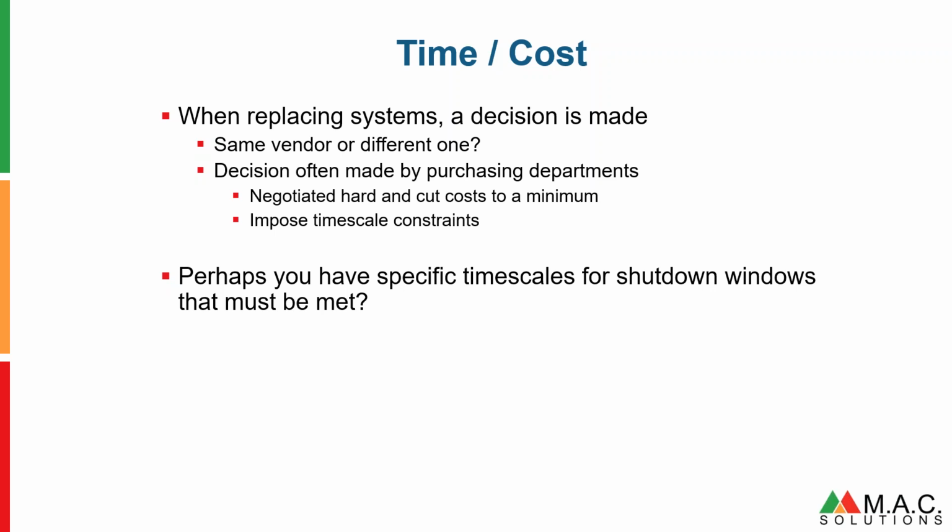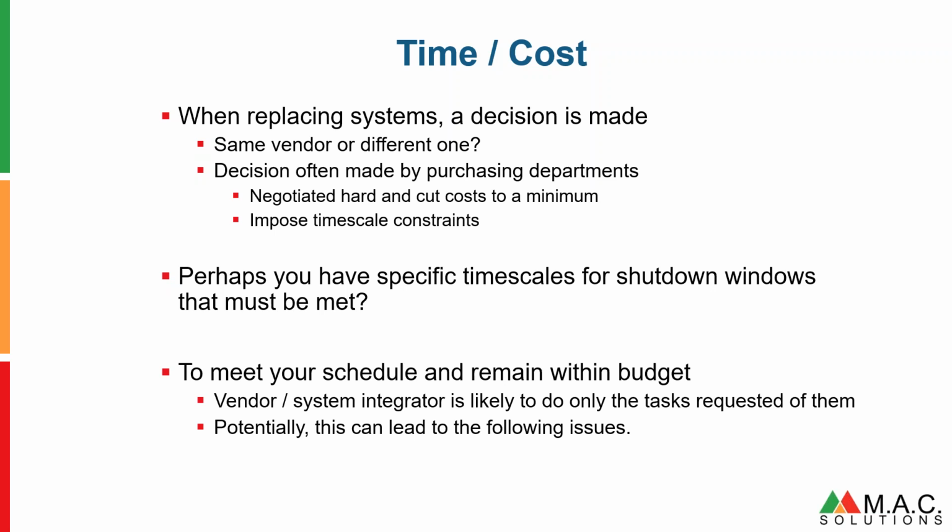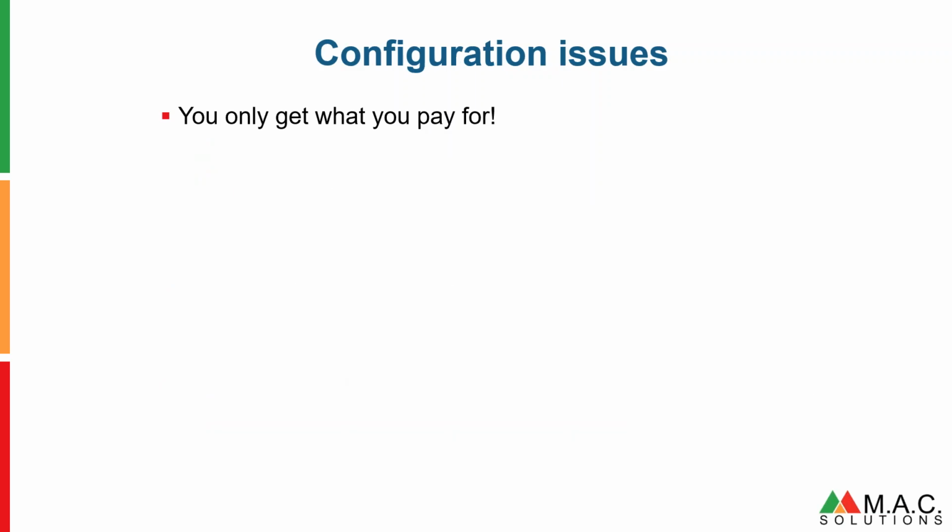We have 3 months. So that puts pressure on the vendors, the third-party integrators, to do only the things they need to do, only the things you've asked, no extra checks, nothing exciting, and to meet your schedule and remain on budget. That's what they're going to do. Only what you've asked. Is that what you need? Potentially not. Sometimes you need a little bit more than what you've really just asked for. I'm going to talk about configuration issues. You only get what you pay for.